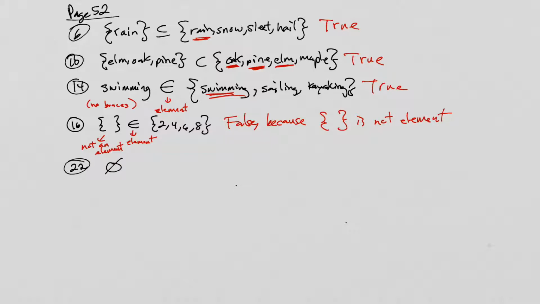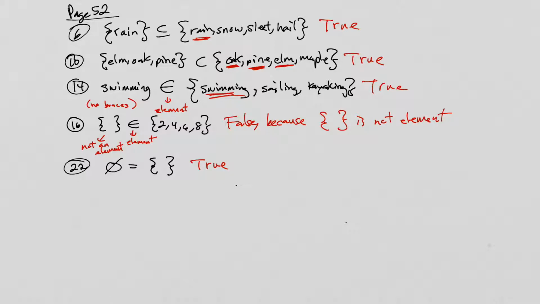22 is the null set is equal to the empty set. And that is true, because they mean the same thing. The empty set and the null set are the same thing.